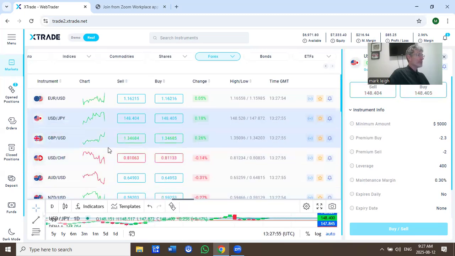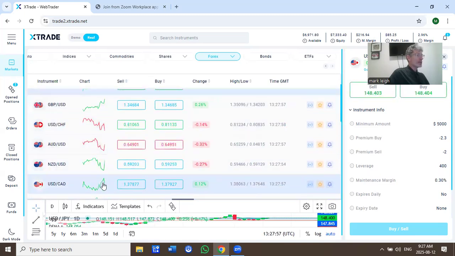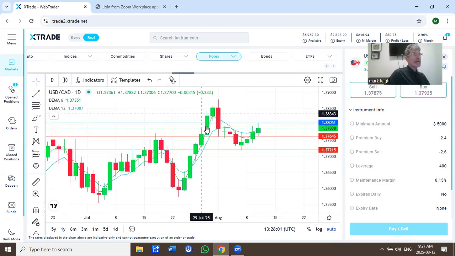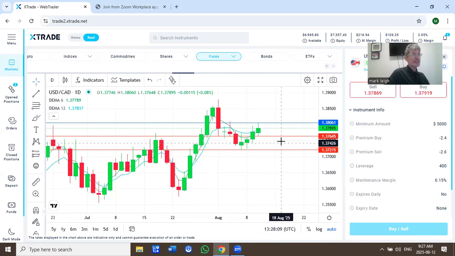And the fourth of the majors, we're going to look at US dollar Canadian, starting on the daily. And there you see US dollar strength, fourth consecutive day of that. I've got support at 1.3764, and I've got resistance at $1.3806. That's buying US dollar, selling Canadian.